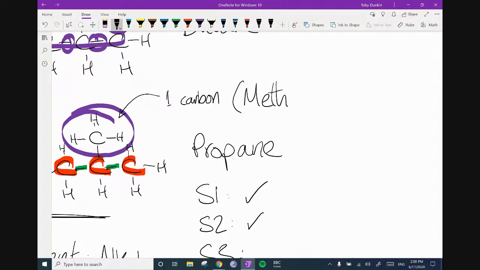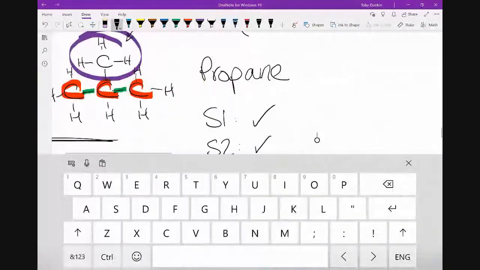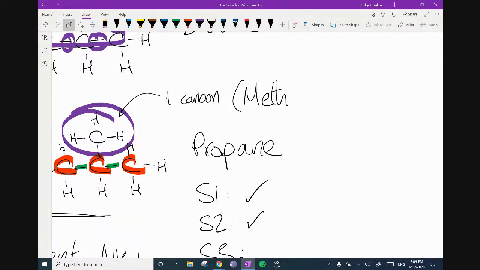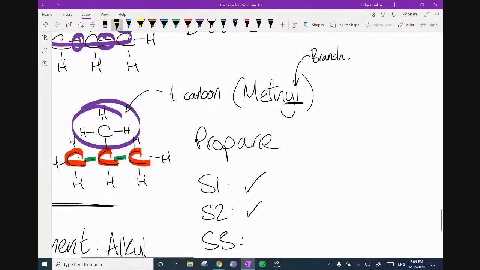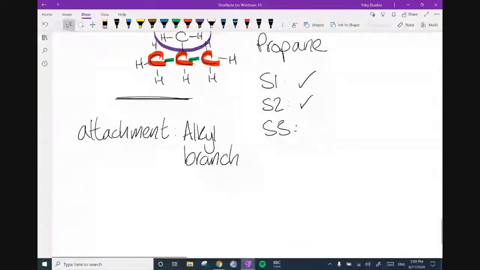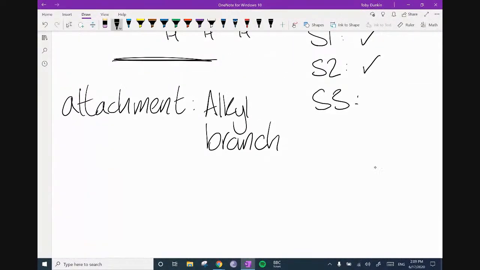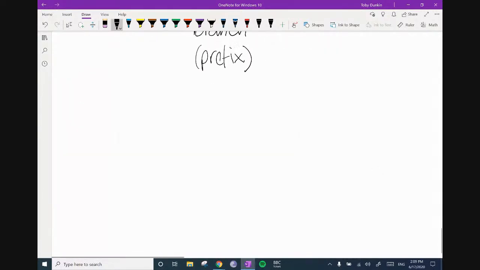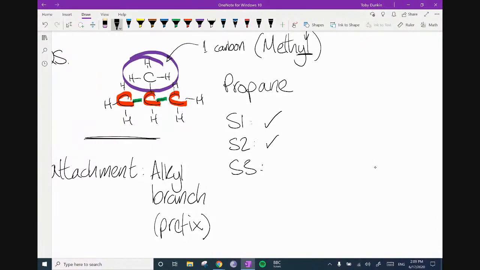Now, the problem is you can't just have meth propane. It doesn't work. You need to make them join together. And the way that they did that is to add the "-yl". Now, this "-yl" literally means branch. If you see "-yl", it means branch. You'll see it later on. And by the way, this attachment, the alkyl attachment, is called a prefix. What that means is it goes first. So this now becomes attachment. Step 3 is a methyl branch.